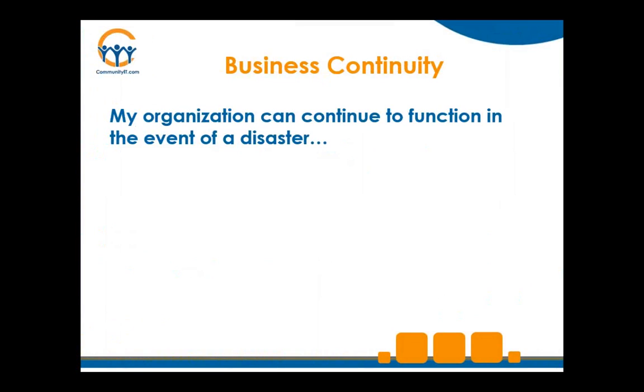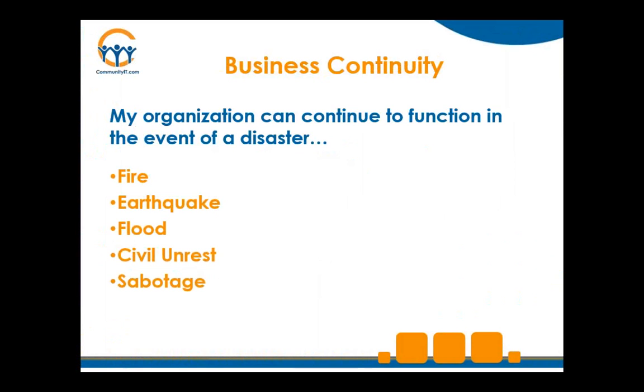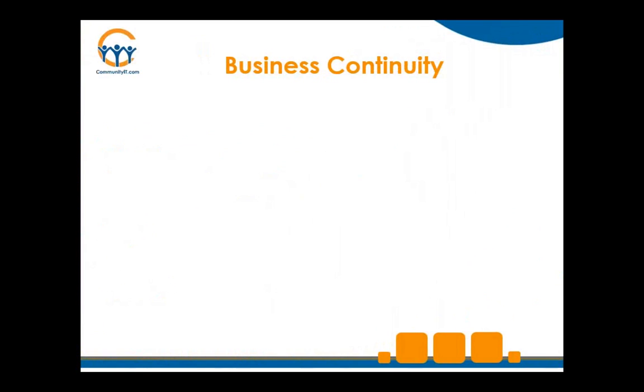So going back to business continuity, my organization can continue to function in the event of a disaster. Often the fire and brimstone, or the fear, uncertainty, and doubt that often gets talked about in these situations is, what happens if there's a fire? There's an earthquake. You've got a flood. There's rioting if you live in downtown D.C. Maybe the protesters go crazy. There's some kind of sabotage or hacking. Very dramatic kind of concepts. I think it serves a point, and it gets people's attention.